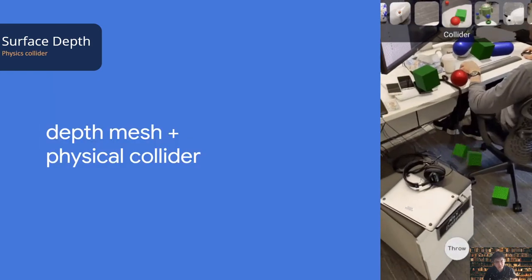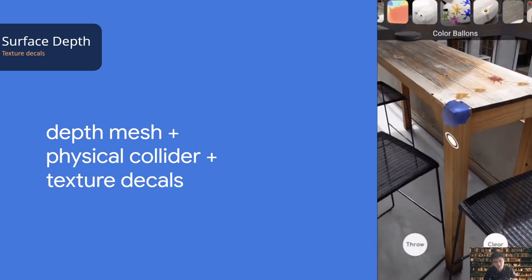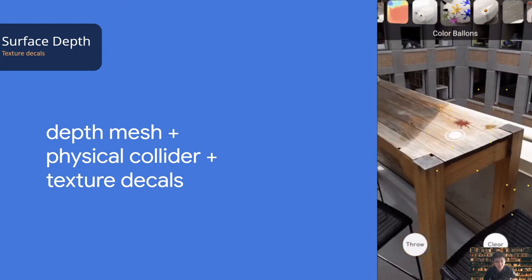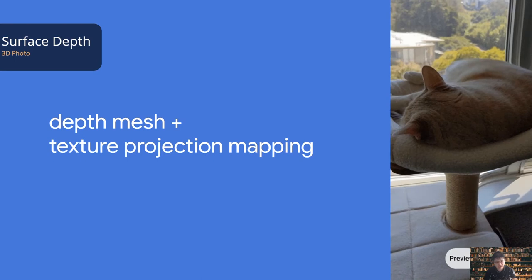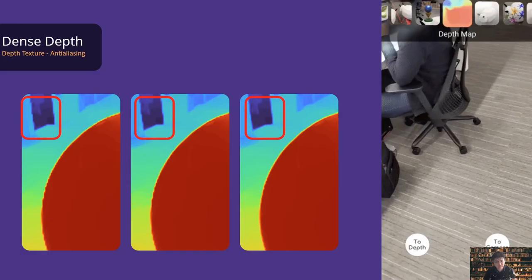With surface depths, we implemented a physical collider. An advanced example is color balloons thrown onto physical surfaces with texture decals. 3D photo effect is also included in DepthLab with texture projection mapping techniques.